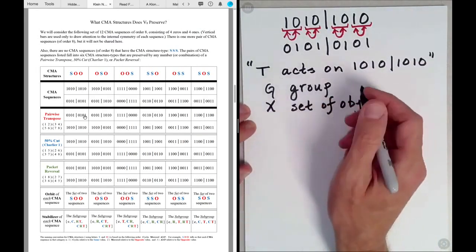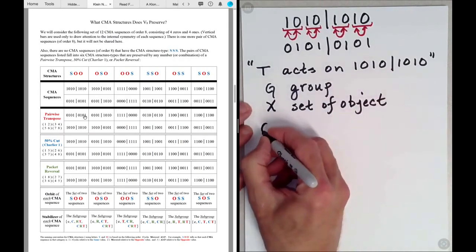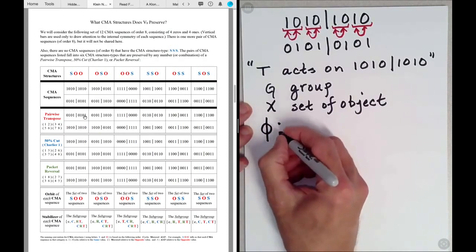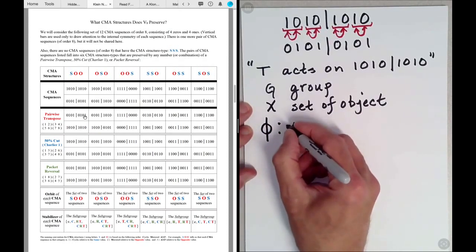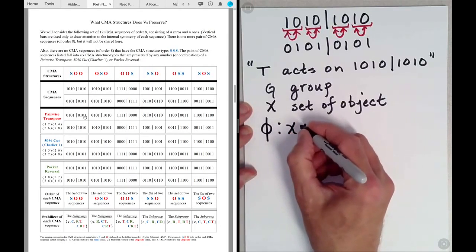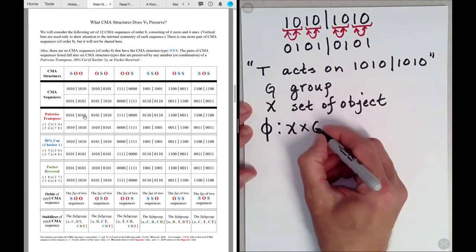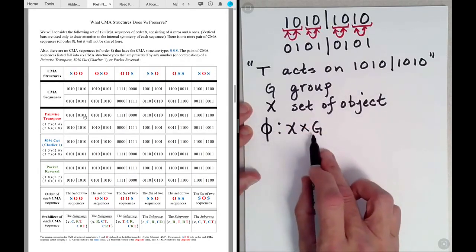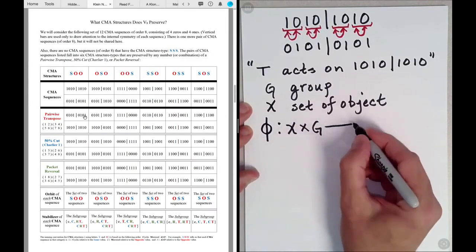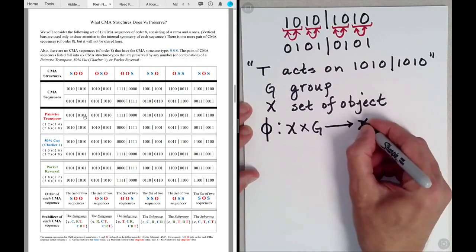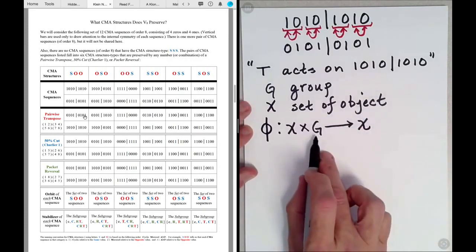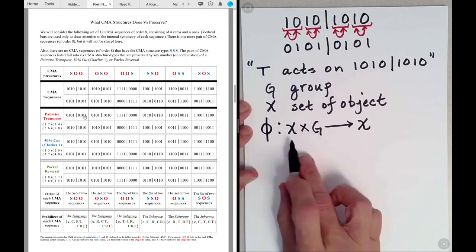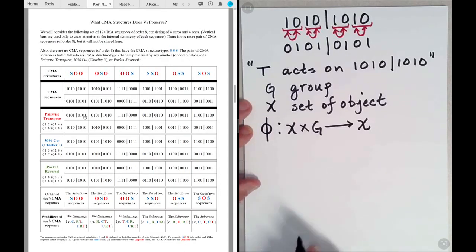And so a group action is defined as follows. Phi defines a group action if it's the case that phi having domain X cross G takes you into X. Now this will be a group action on the right, by the way. We have group actions on the left, and we also have group actions on the right. This is on the right. The group's on the right. Think of it that way.